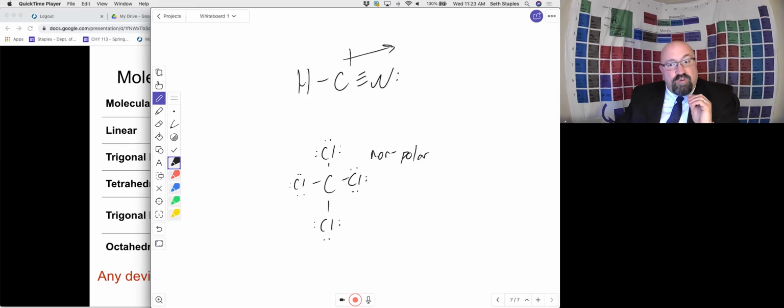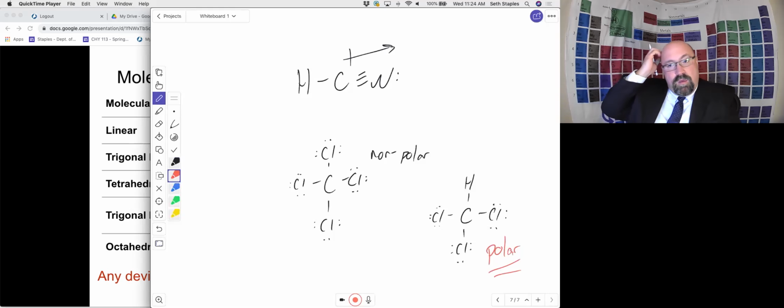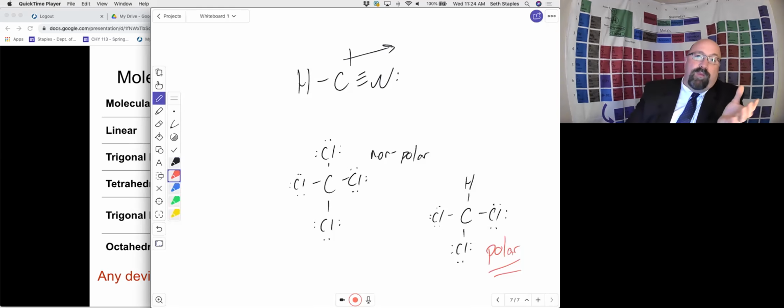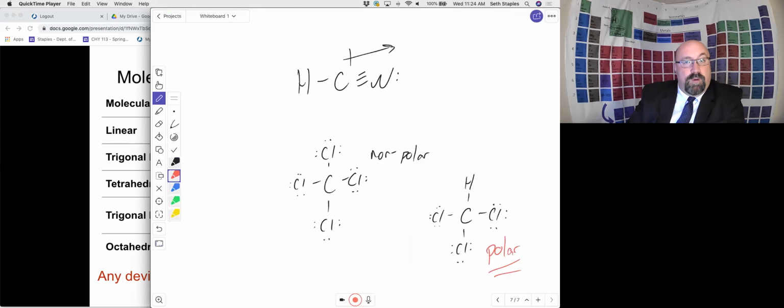However, if we now change the symmetry in some way, maybe replace even just one of these chlorines with a hydrogen, now the polar bonds don't all cancel each other out. And this would absolutely then be a polar molecule. So this goes back to some of the stuff we looked at in the last unit with our molecular shapes and our polarity, but now we're seeing how we're really going to start to use some of that. And so this deviation in symmetry would lead to this being a polar molecule.